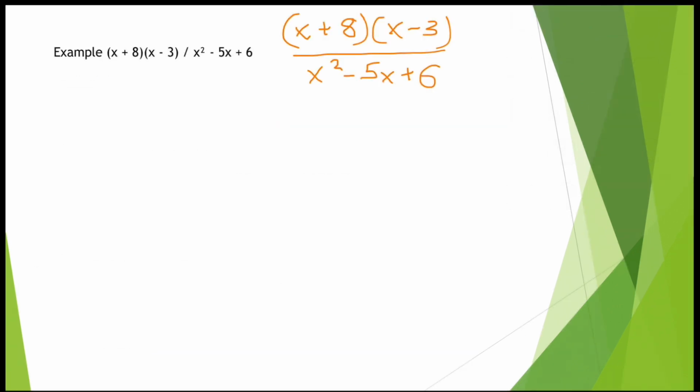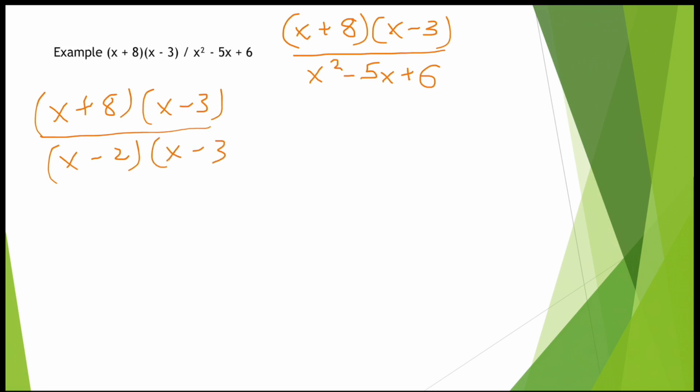Let's move to the example. If you look at the example that I have here, we have x plus 8 times x minus 3 upon x squared minus 5x plus 6. If you notice, this is the same thing that I showed you for the vertical asymptote. So I won't waste time factoring this out. Rather, I'll write it directly. We have x plus 8 times x minus 3 upon x minus 2 times x minus 3. Now we know that there is a vertical asymptote at x equal to 2, and we discarded 3 because it turned the numerator 0 as well.